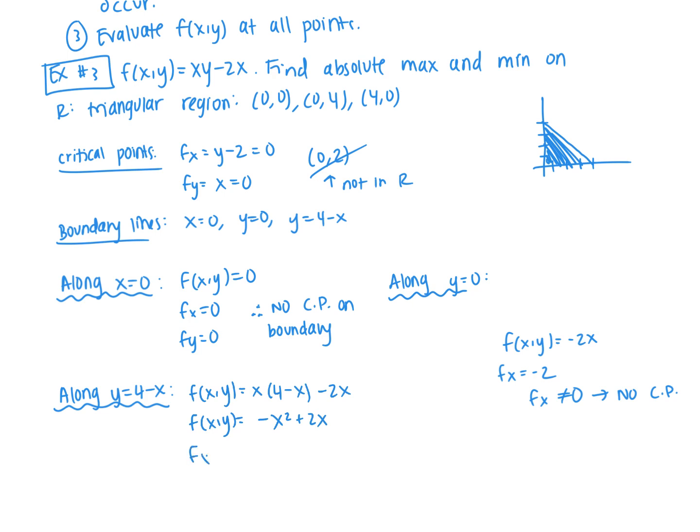So our first partial then with respect to x is negative 2x plus 2. Our first partial with respect to y is just 0. That first partial with respect to x is equal to 0 when x is 1. So then our critical point along that line is 1, 3. The 3 I find from plugging 1 into the line. So this point has to be on the line.